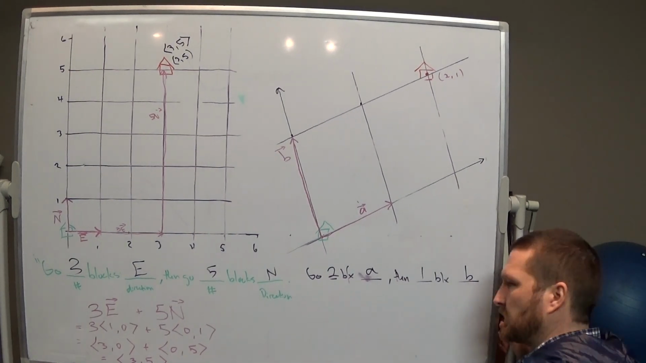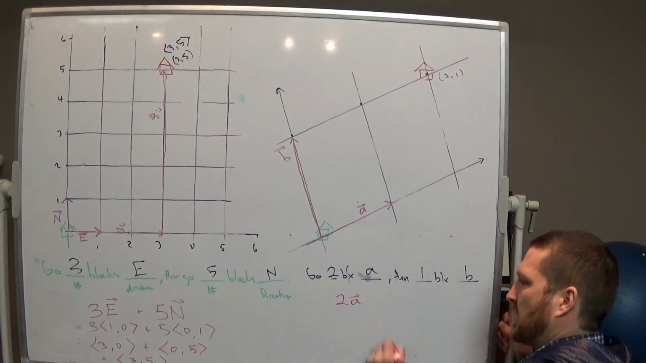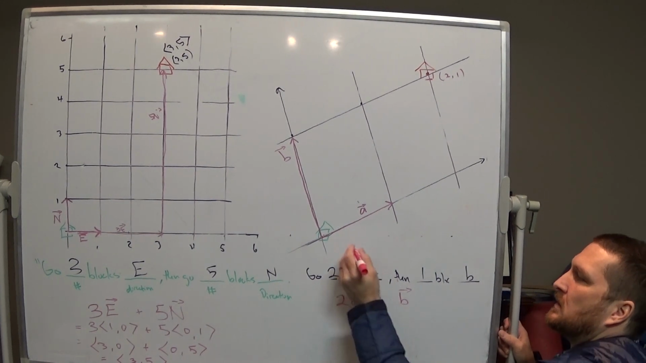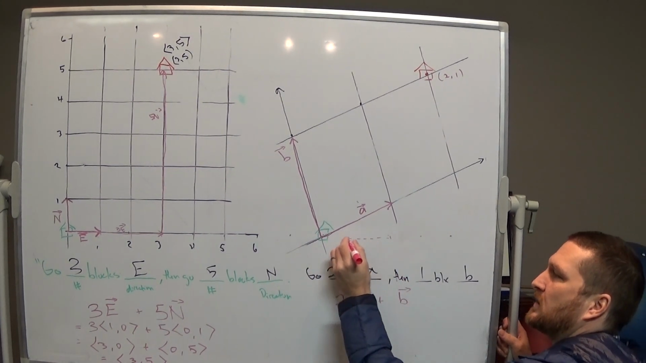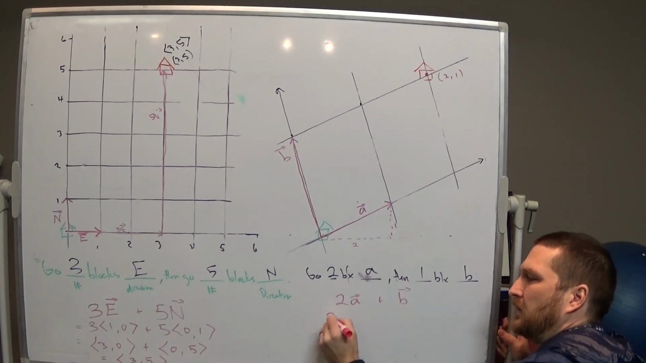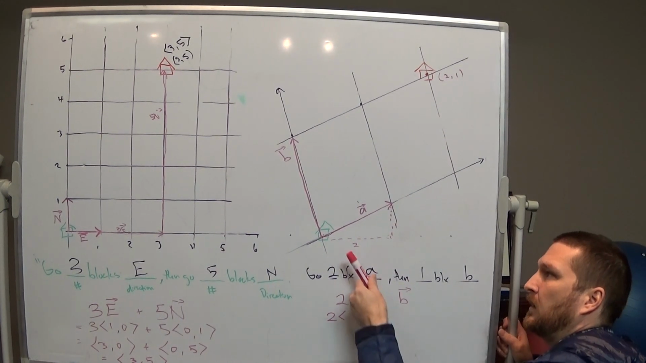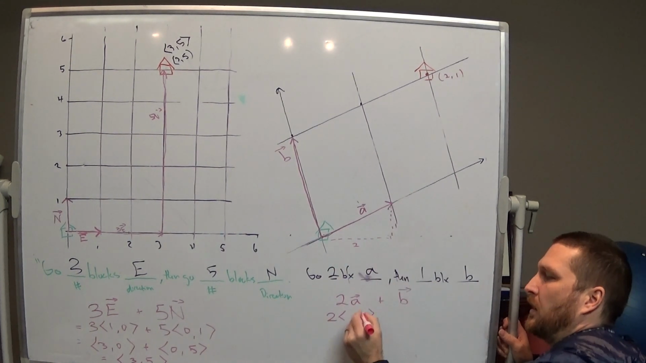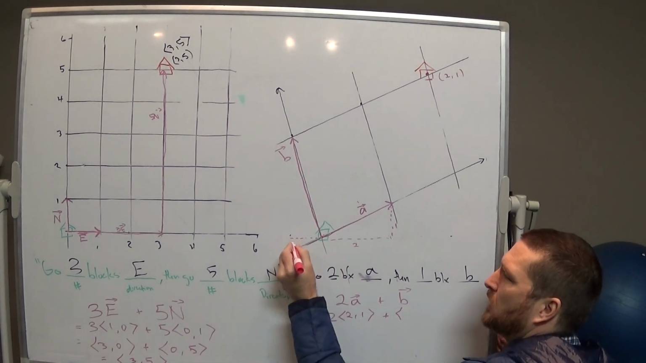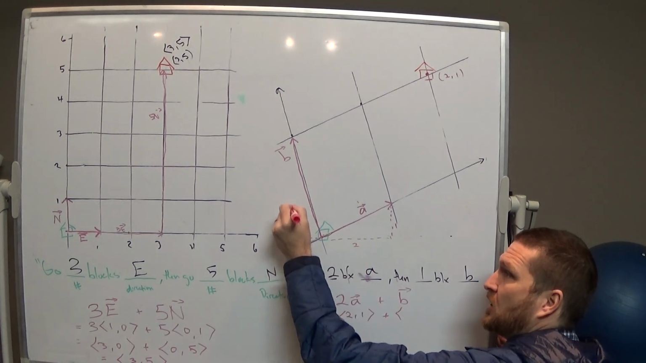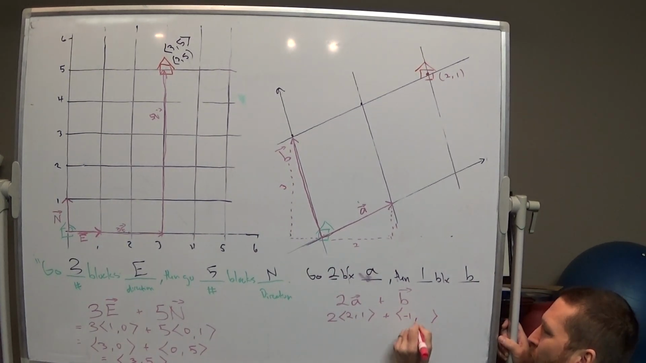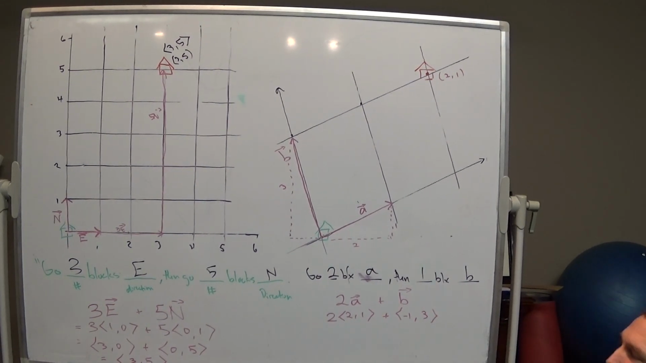But check this out. This is what's really cool. 2 in the A direction plus 1, I'm not going to bother to write the 1, in the B direction. Now what you didn't see is when I was measuring this stuff out, this was a total of 2 units. This is a total of 1 unit. So A is what vector? That'd be the negative. This is 2, 1, right? And B, I went 1 unit in that direction and 3 units in that direction. So what would B be? Negative 1, 3.